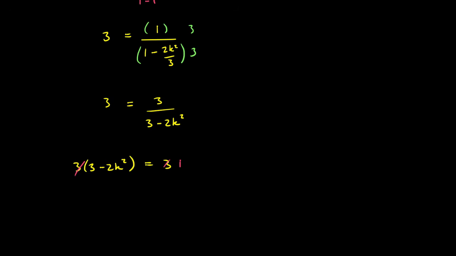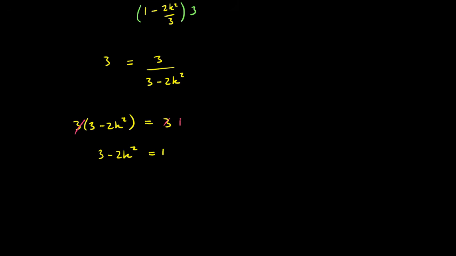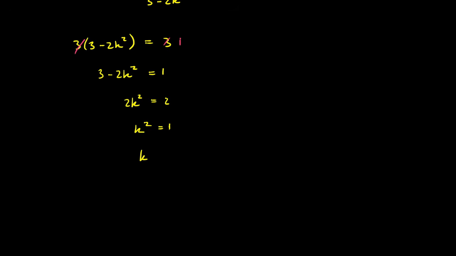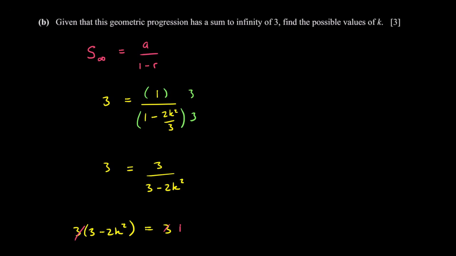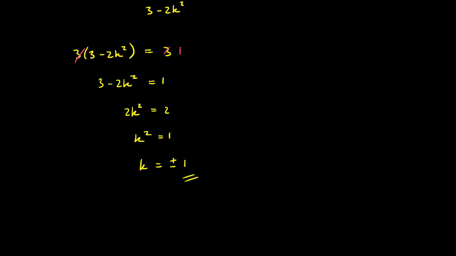Cancel both sides. That becomes 1. So 3 minus 2k squared is equal to 1, which means that 2k squared is equal to 2, which means that k squared is equal to 1, which means that k is equal to plus or minus 1. Okay, now is there any other condition? The question says find the possible values, right? So k is either plus or minus 1.